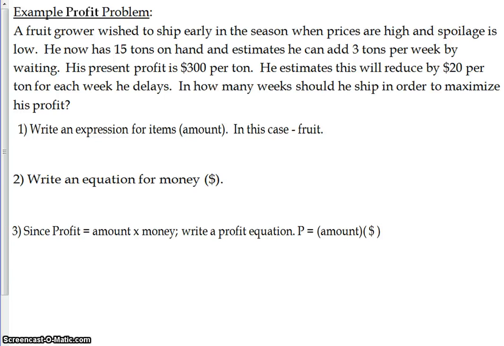I guess it is a he. He now has 15 tons on hand and estimates he can add 3 tons per week by waiting. His present profit is $300 per ton, and he estimates that it's going to go down by $20 per ton for each week he delays. In how many weeks, that's what we're looking for, should he ship in order to maximize his profit?